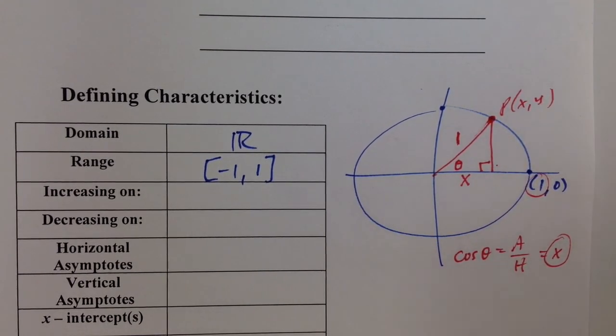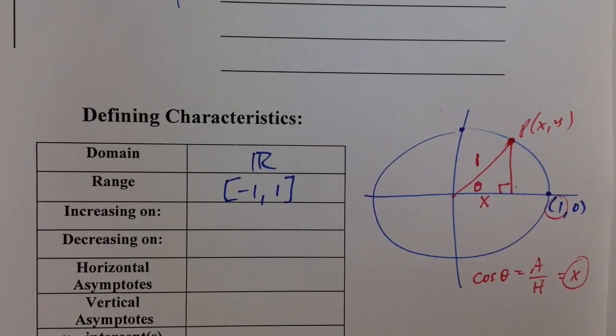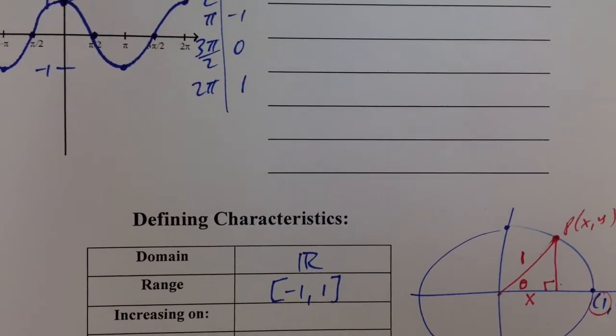That's why the cosine of the angle is the x-coordinate of any point around the unit circle. It's got to be the unit circle, so you just have the x-coordinate. Anyway, maybe that helps. Hopefully that does.